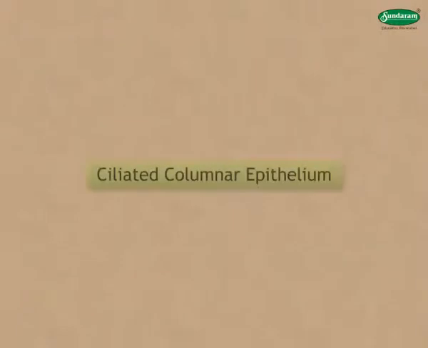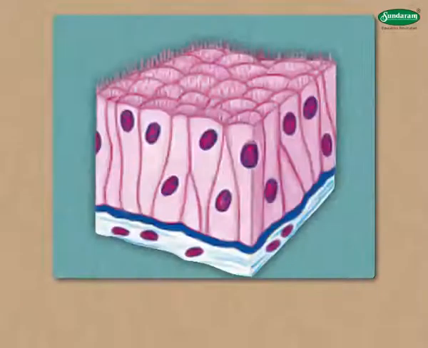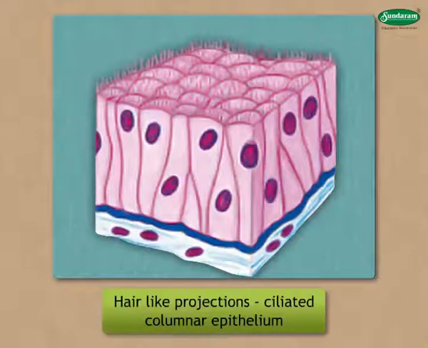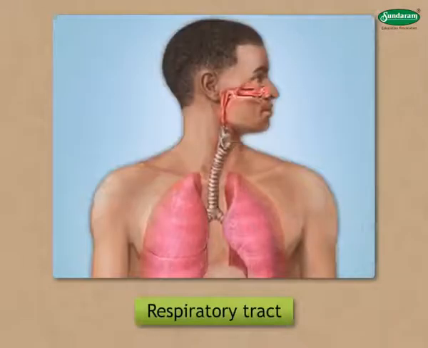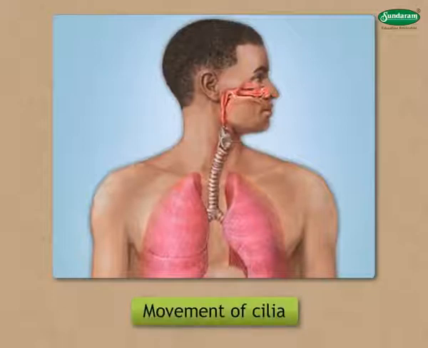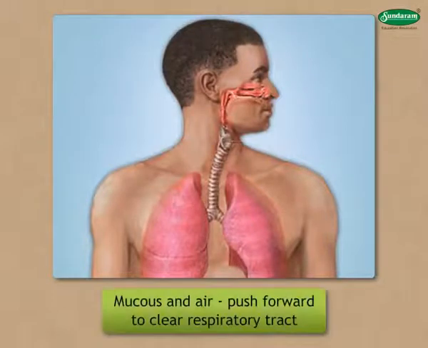4. Ciliated columnar epithelium. Columnar epithelial cells having hair-like projections are called ciliated columnar epithelium. It is found in the respiratory tract. Due to the movement of the cilia, the mucus and air is pushed forward to clear the respiratory tract.